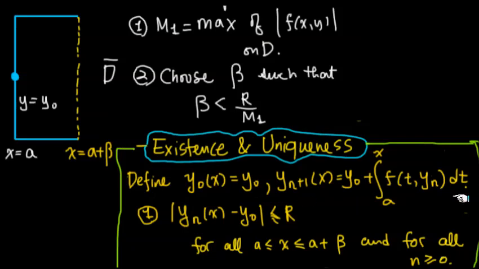This is Picard iteration. We start from y0, the constant function, and recursively define all the yn's. And this particular choice, any choice that is less than r over m1, will guarantee that all the Picard iterations we generated here are not going to escape this box. That's what we're about to prove.